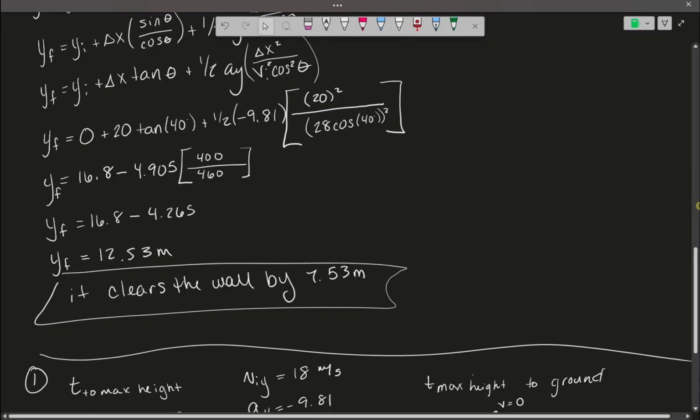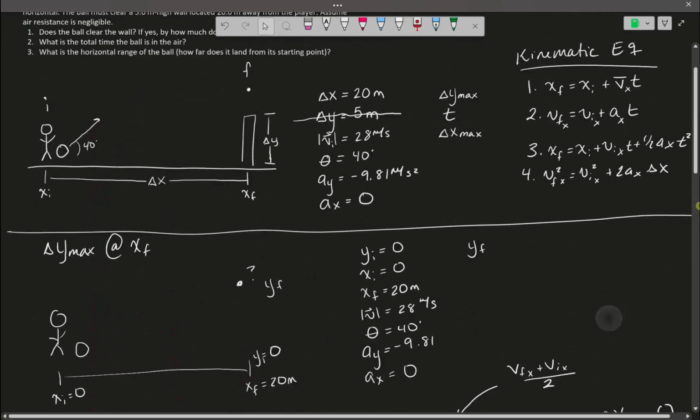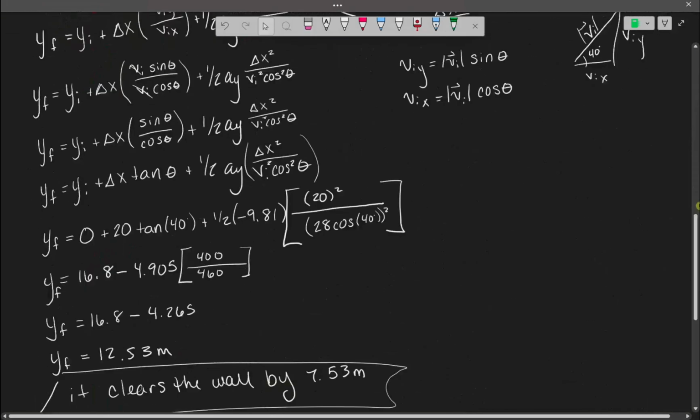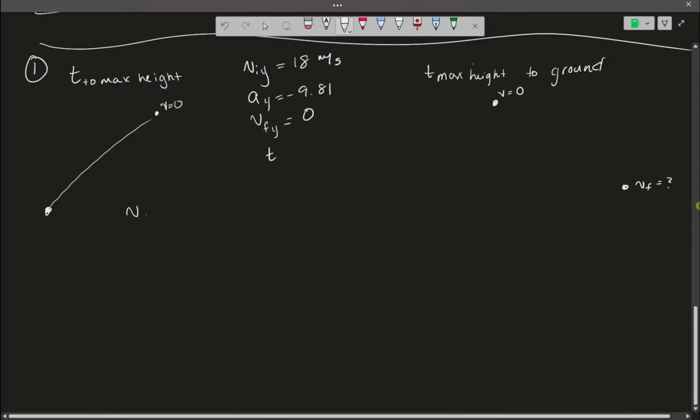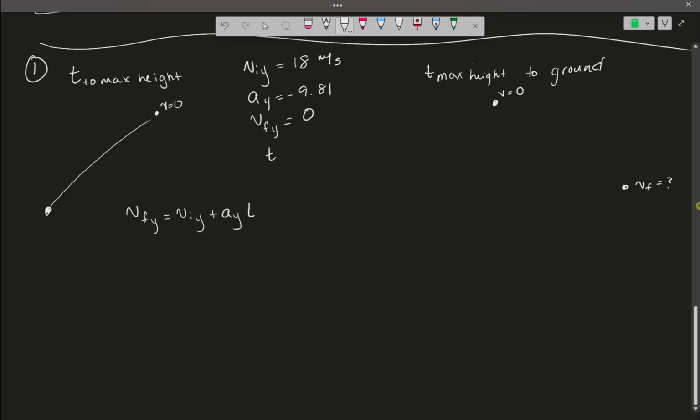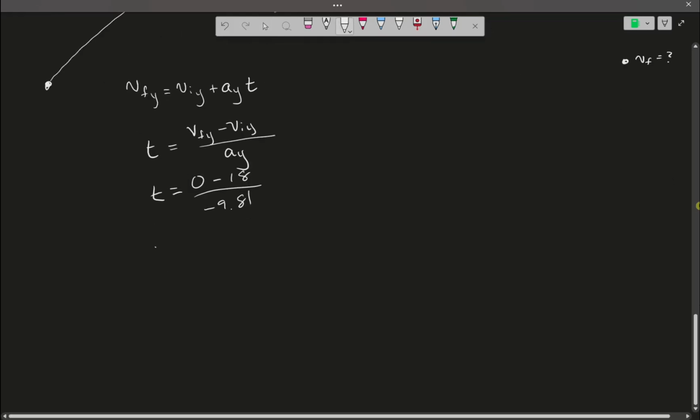I can solve this for time, and I can do that using the first kinematic equation: the final velocity in the y direction is equal to the initial velocity in the y direction plus the acceleration in the y direction times time. I'm going to rearrange this for time. So time is equal to the final velocity minus the initial velocity divided by the acceleration. So the time to get to max height is going to be 0 minus 18 divided by negative 9.81, so a little under 2 seconds.